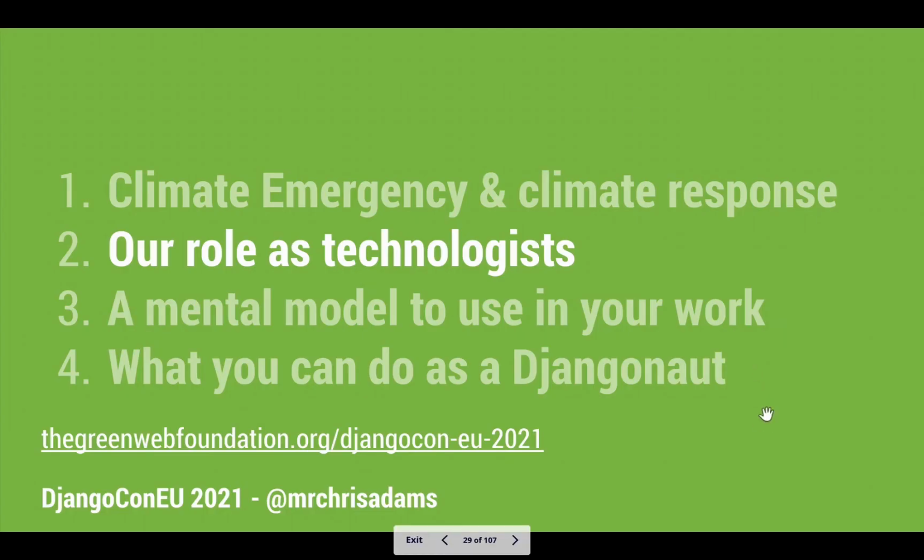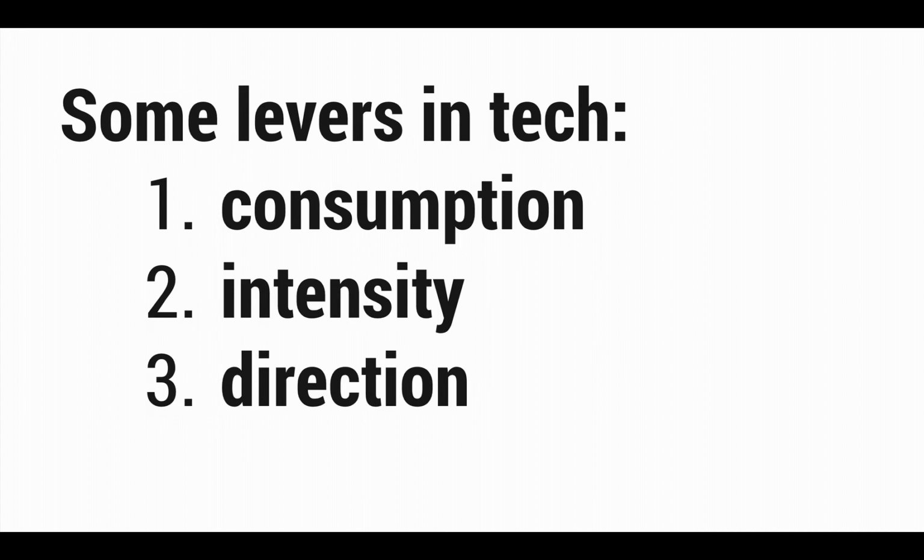So that's what's happening in the rest of the world. But what about our sector? I mean, this is a Django conference after all. Well, this isn't exhaustive. One way to look at categorizing the kinds of climate responses we might have in our work is below. You can think in terms of consumption, reducing the inputs we require to meet a specific need.